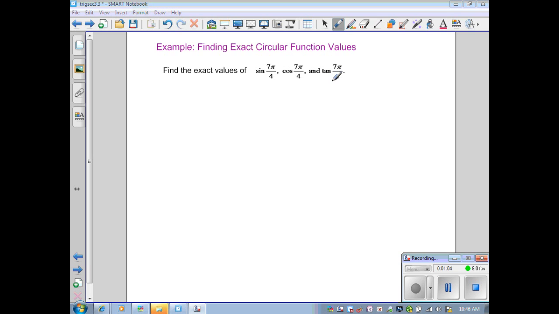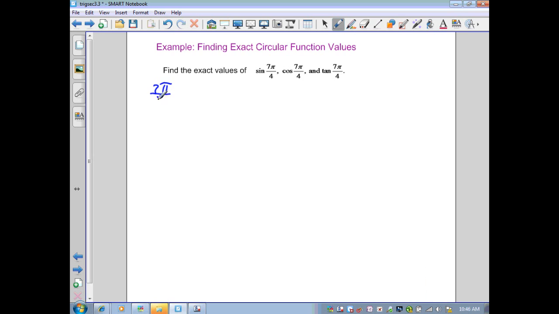Here, the first thing that I want to do is to convert my radian measure into degrees. To do that, we're going to take 7 pi over 4 and multiply by 180 over pi. And when I simplify this out, I'm going to get 315 degrees. Now I'm going to do the same thing I've done in past sections: draw this up on a coordinate plane, identify an initial angle on my x-axis, and then draw in my 315 degree angle. That will give us an angle in the fourth quadrant.